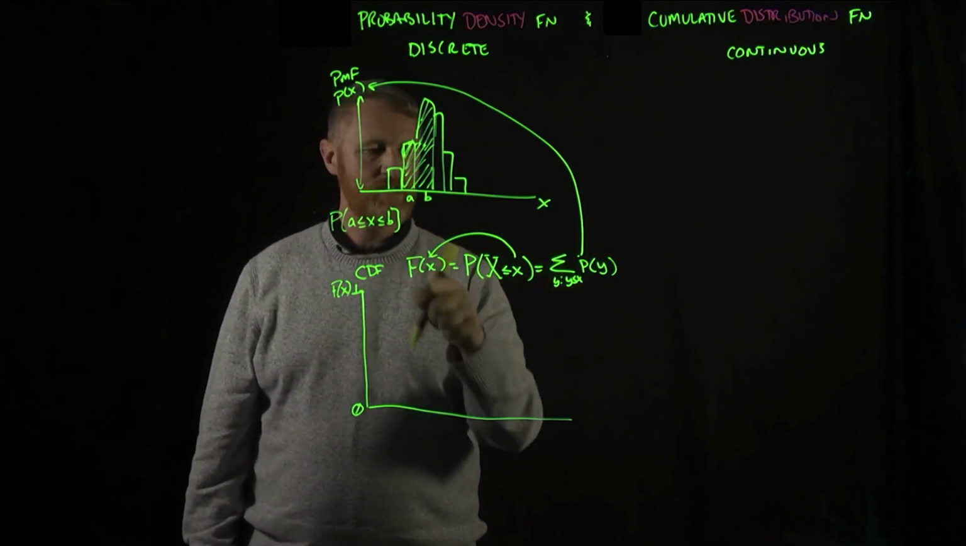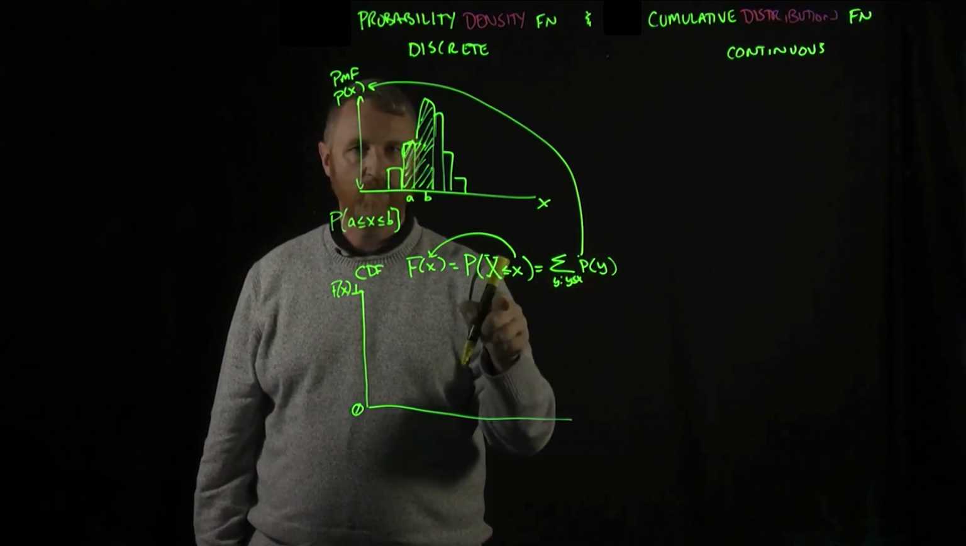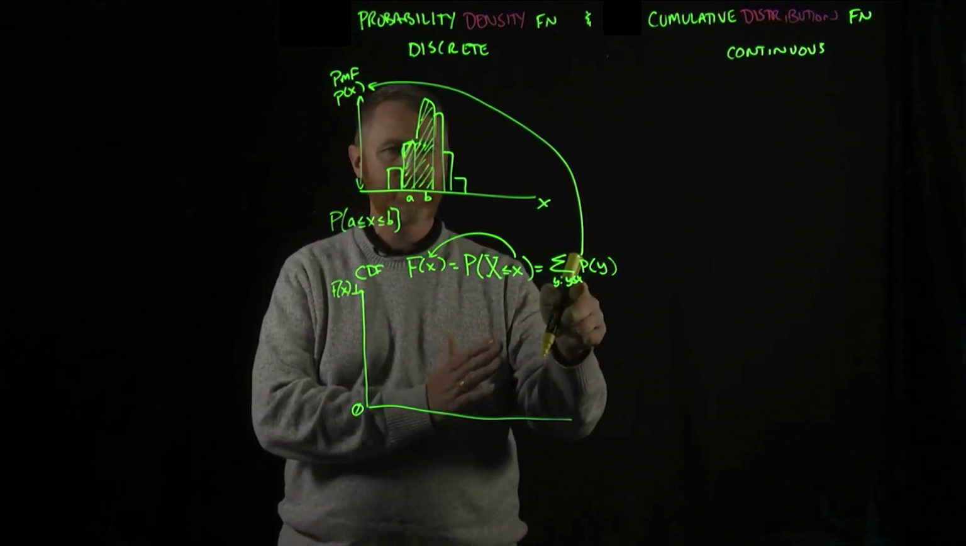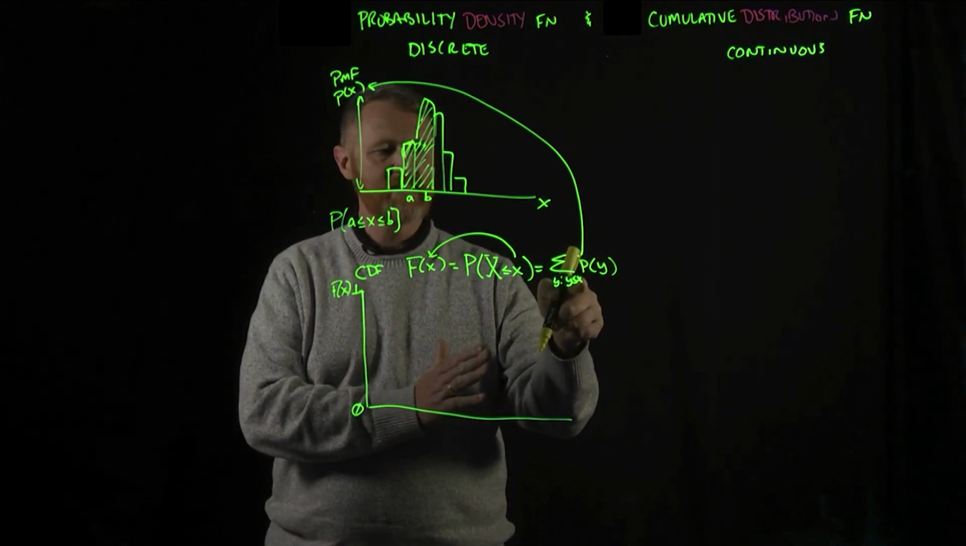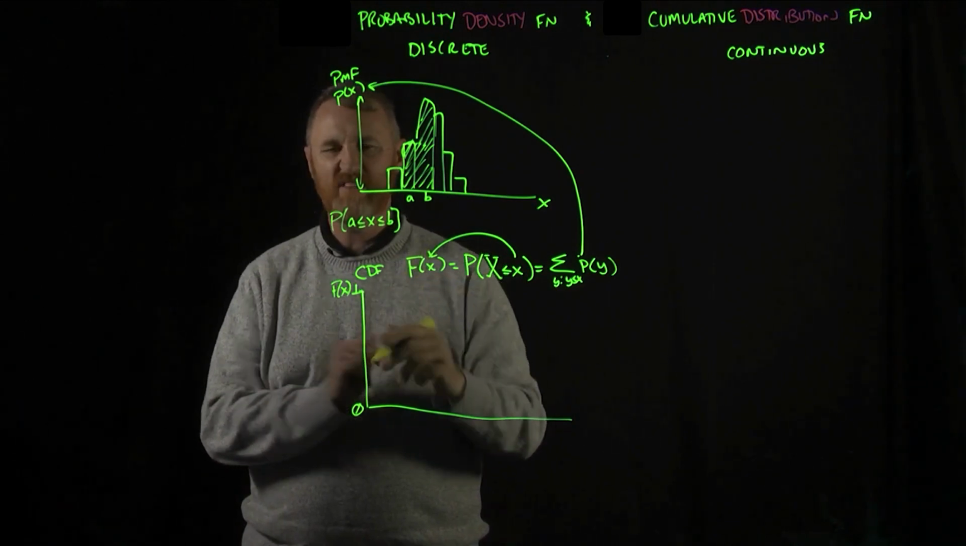So this is saying y covers all the values from x and lower, from negative infinity all the way up to this value. This x is the upper limit of the sum. That's what goes into the F of x, right? So that's a slight difference.